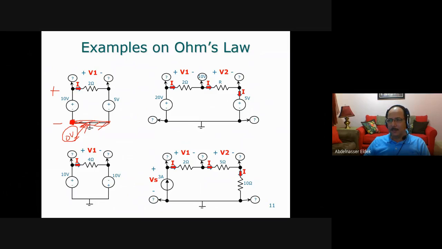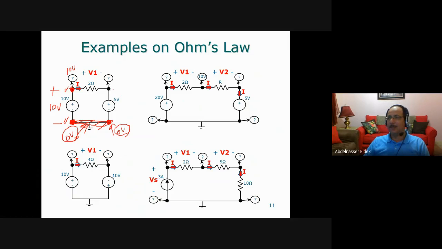So can I calculate the voltage here? Yes, it's 10 volt. Why is 10? Because if this one is 0 and you have a 10 volt source here, this is 10 volt. The difference between this point and this point is 10. Same for this point here. This point is 0 volt.